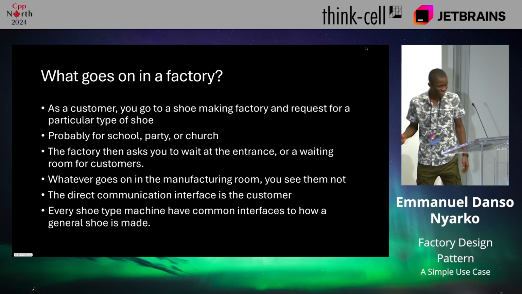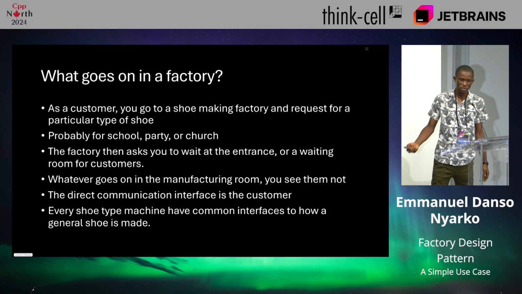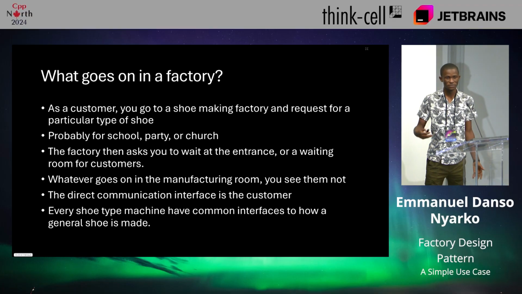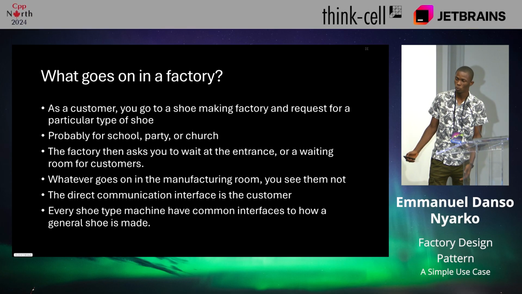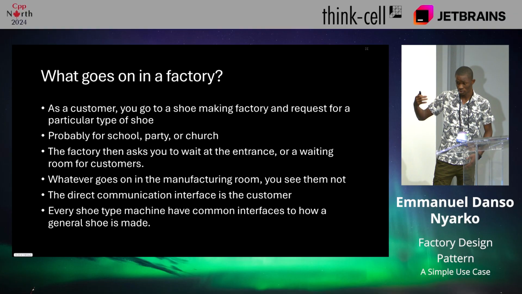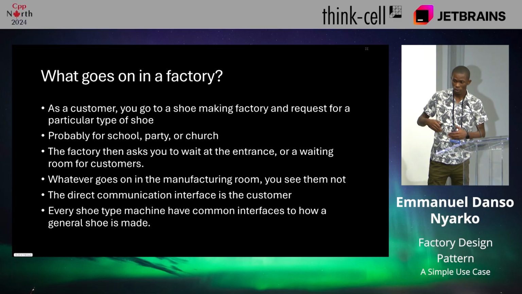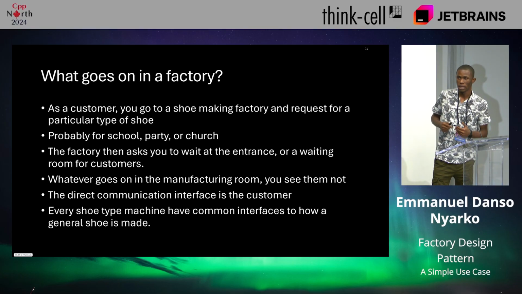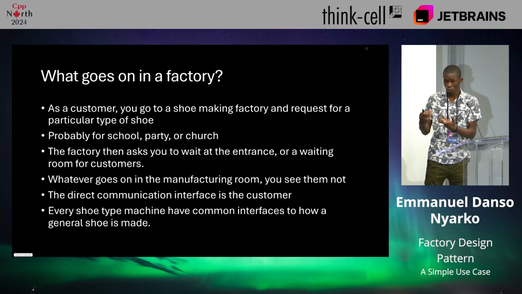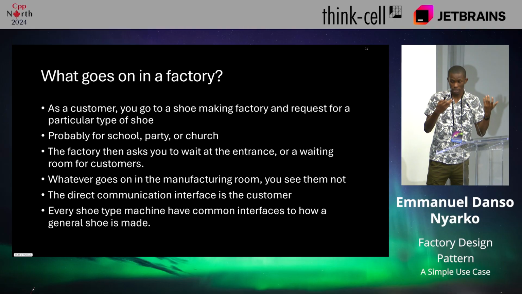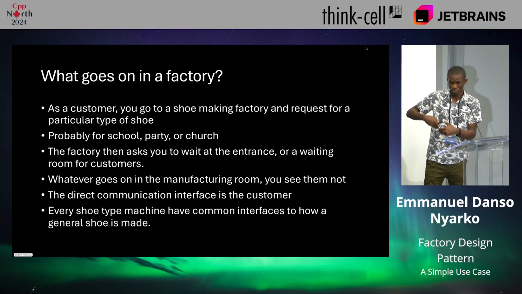Good, thank you. So as a customer, when you go to a factory, you tell the shoemaker that you want a shoe, and definitely you will be asked to wait at the customer lodge or something. You're not going to see how it's going to be implemented. Whatever goes on is not something you are going to see. So the direct interface communication will be directly between the customer and the maker, but you're not going to see what's actually happening.